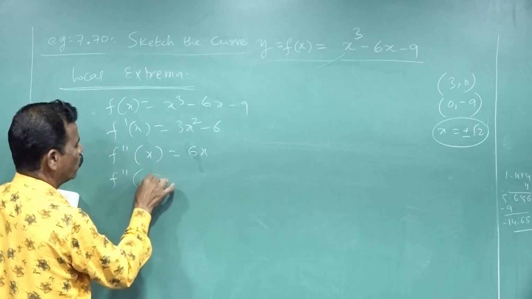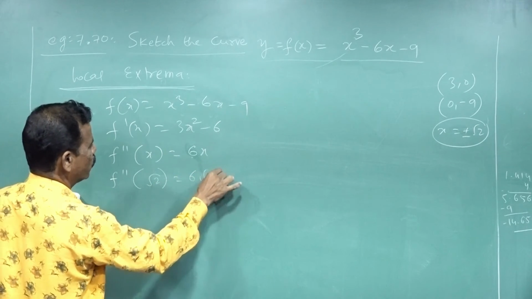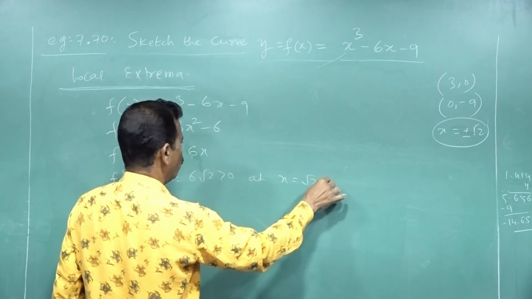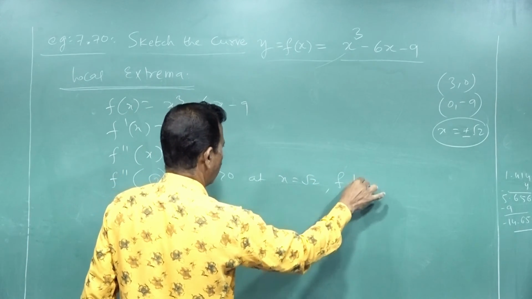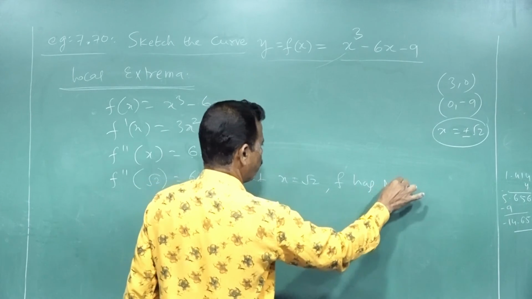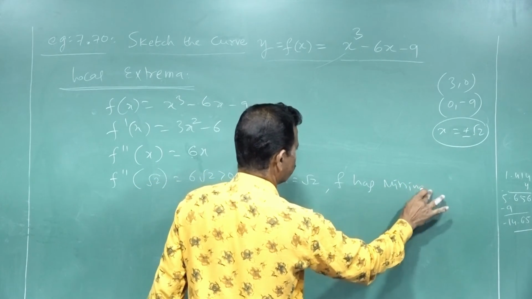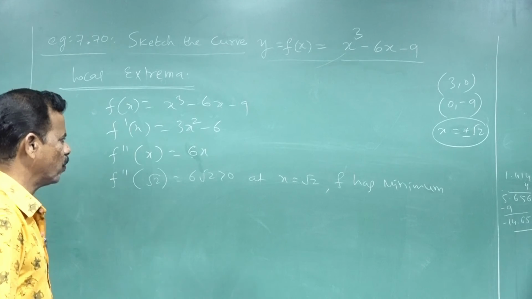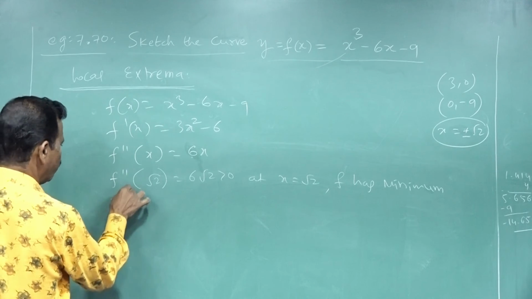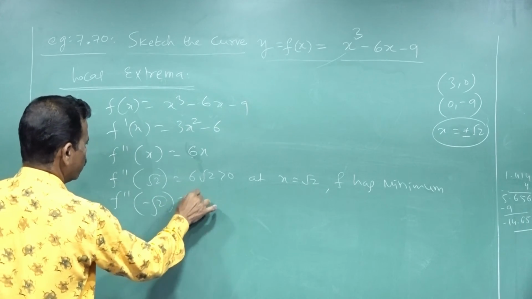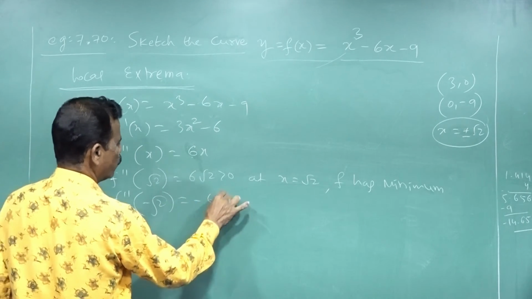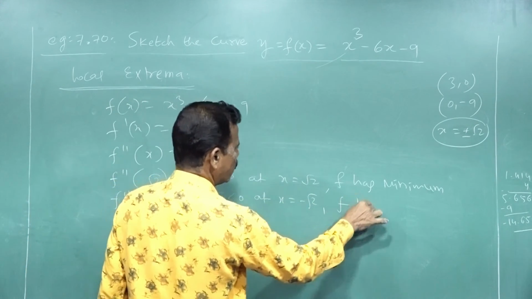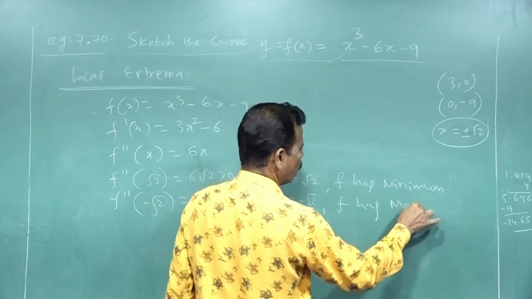So at the critical points, plus root 2 first, this is 6 root 2, greater than 0. So at x is equal to root 2, f has a minimum. F double dash of minus root 2, so this is minus 6 root 2, less than 0. At x is equal to minus root 2, f has a maximum.